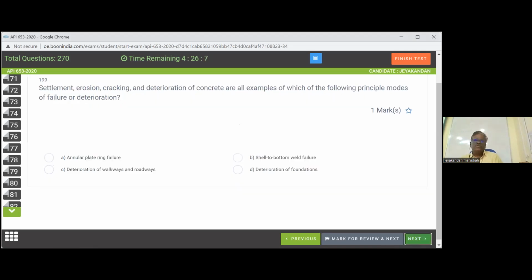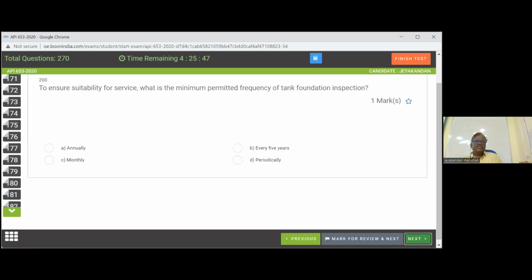That is important. We will complete chapter 4, then we will go back to the class. Okay, next. Erosion, cracking, deterioration of concrete are all examples of which of the following principles of failure or decay? These are called deterioration of the foundation: settlement, erosion, cracking. Next: to ensure suitability for service, what is the minimum permitted frequency of tank foundation inspection? Where is it given? Tank foundation inspection.